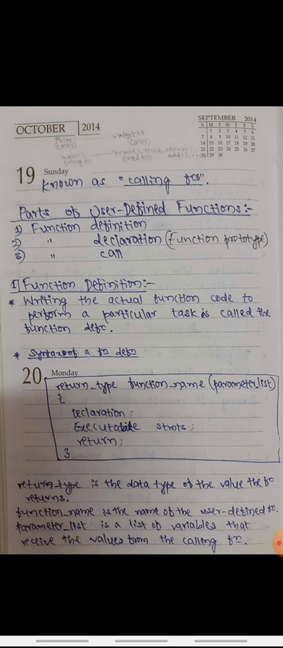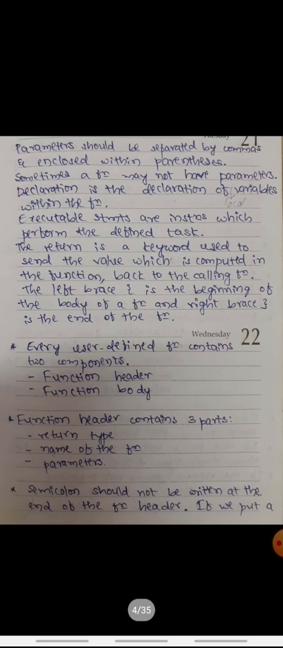Return type is nothing but the data type of the value which is returned by the called function to the calling function. See, return type is the data type of the value the function returns, and function name is the name of the user defined function. Parameter list is a list of variables that receive the values from the calling function. Parameters should be separated by commas and enclosed within parentheses. Sometimes a function may not have parameters, that is also a possibility.